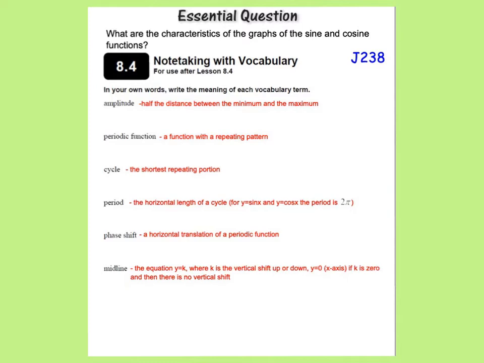For sine of x and cosine of x, the period is 2 pi, which is an entire circle. A phase shift is a horizontal translation of a periodic function. And the midline is the equation y equals k, where k is the vertical shift up or down. If k is 0, the midline is y equals 0, the x-axis, and then there is no vertical shift.